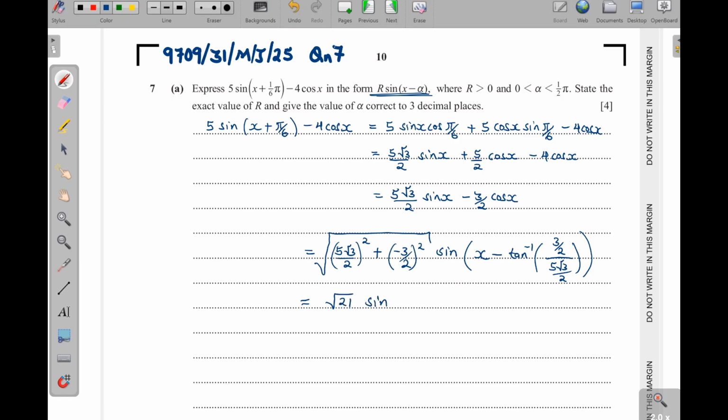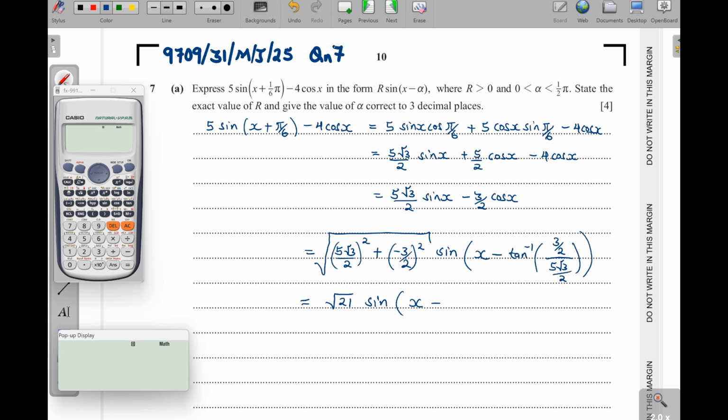Then sine of x, then minus, let's get the arctan of this. And since they gave us this one here, that means the calculator has to be in radians. Okay? Very important. Excuse me, my calculator here is very small. It might be too small for your eyes, but you can see on the pop-up display that it is in degrees, so we have to change it to radians.